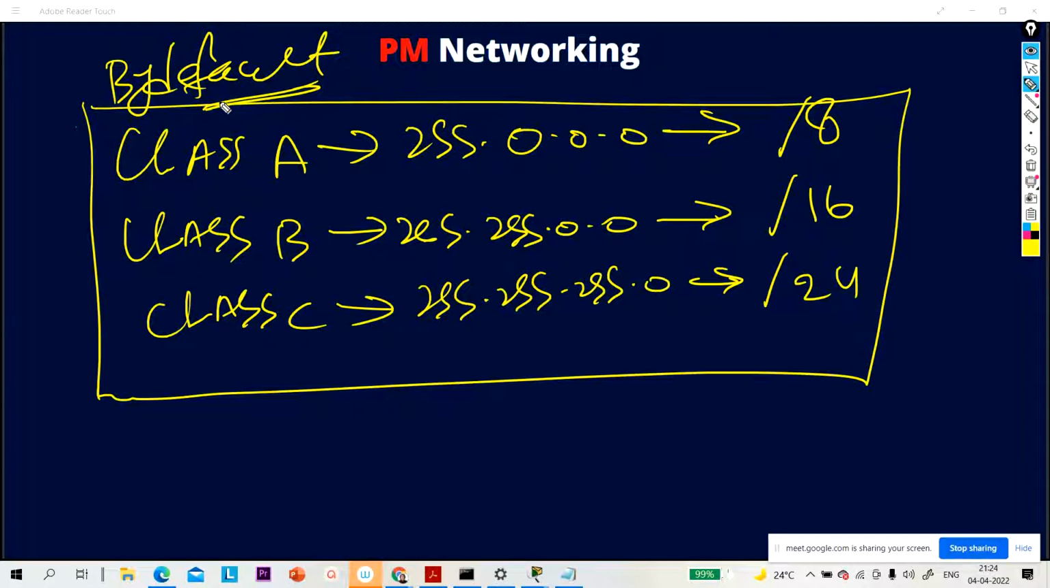So it means CIDR is just the number of network bits, the number of ones. And we can change only zeros.